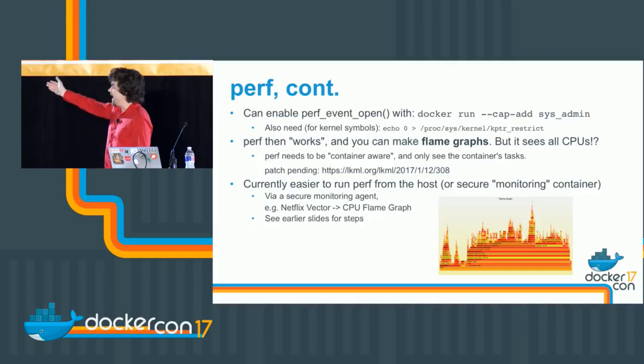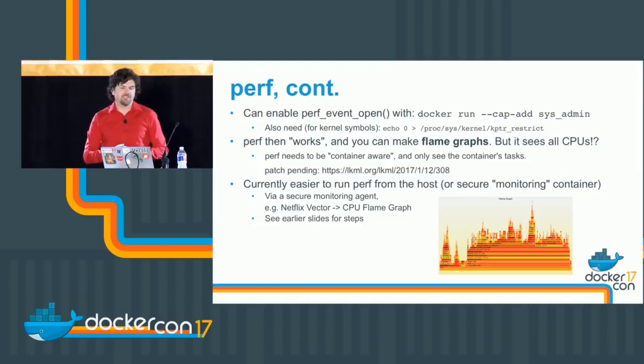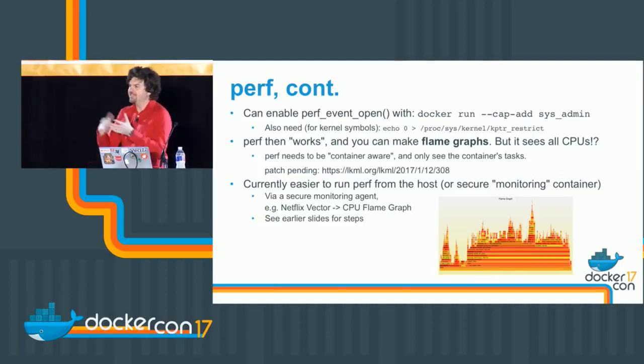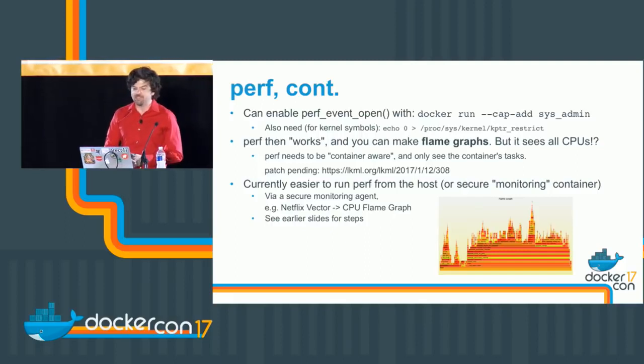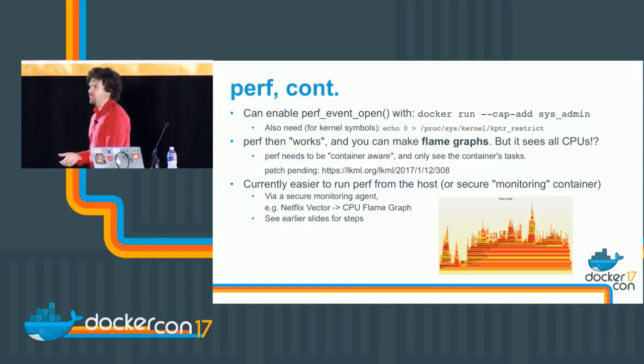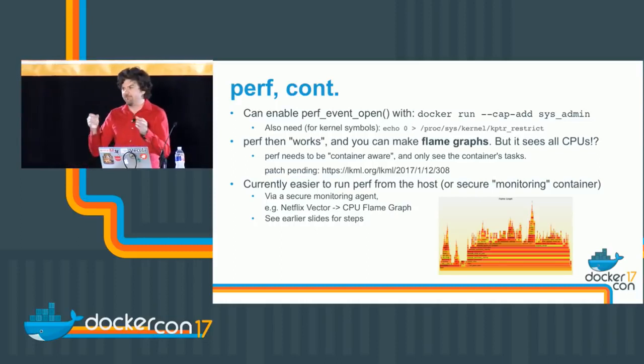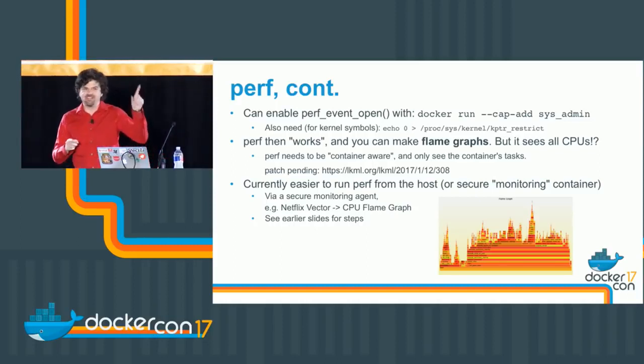There is a patch that was sent out January this year so that if you run perf from within a container, it only sees the container's tasks. So until that's integrated, getting perf to work from the container is pretty problematic. I would just run perf from the host, and there's lots of ways you could set that up. At Netflix we have Vector, and so developers can go to Vector and issue a flame graph request and get a flame graph.